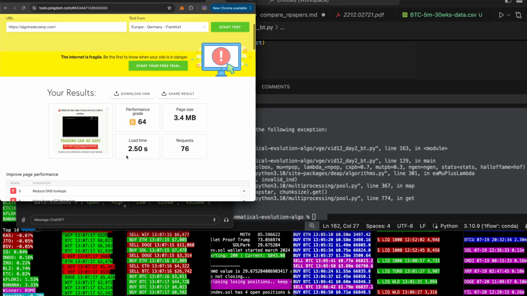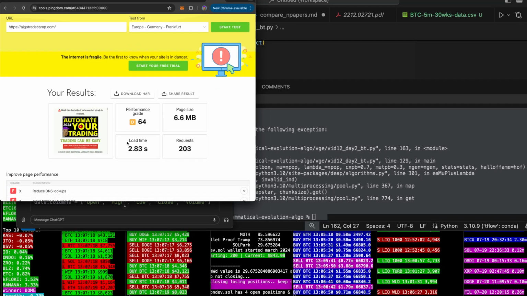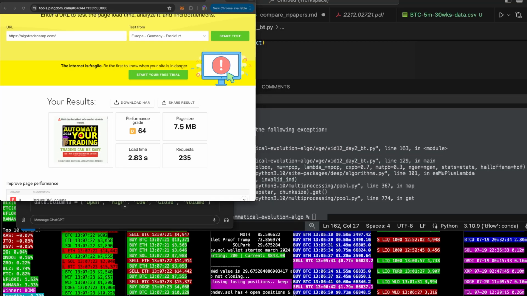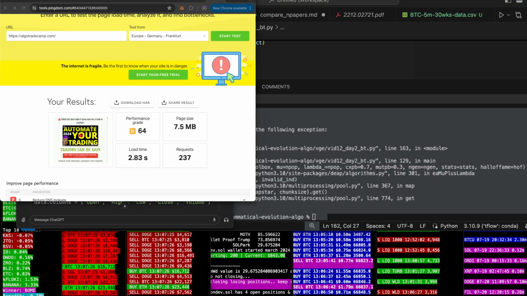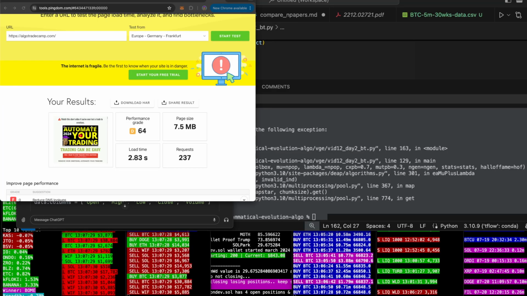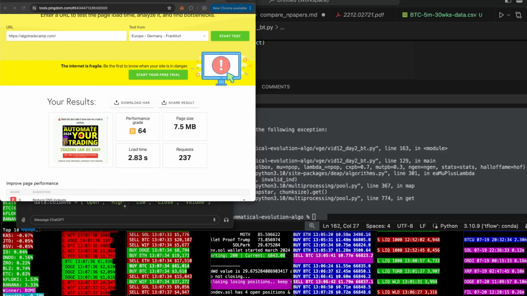64. Load time is all right. It's twice as fast. And you can connect it to Stripe and all that. And CDN. What's the CDN?